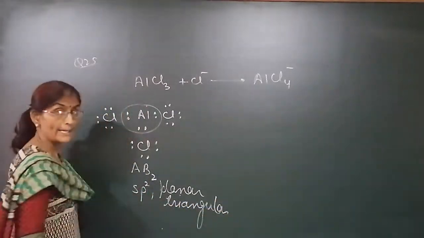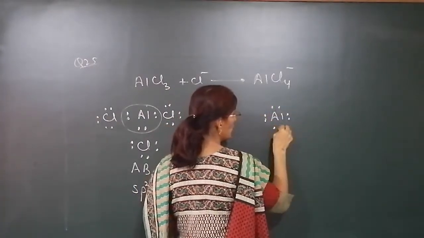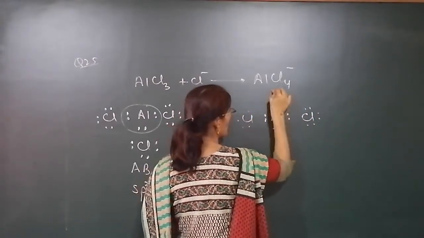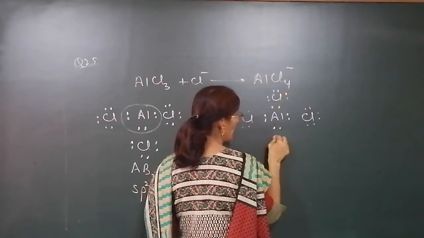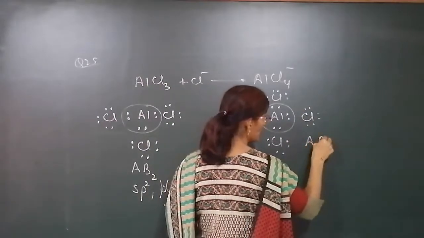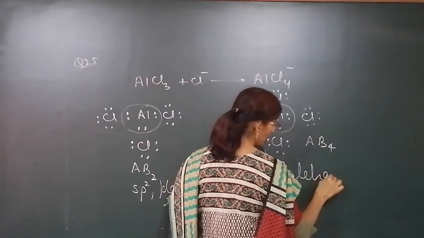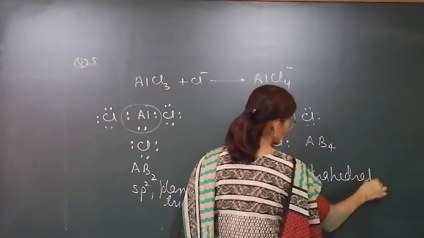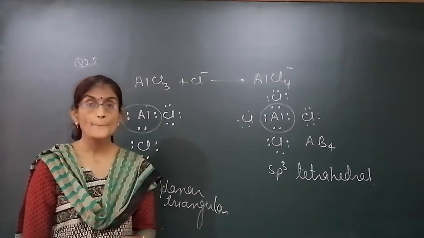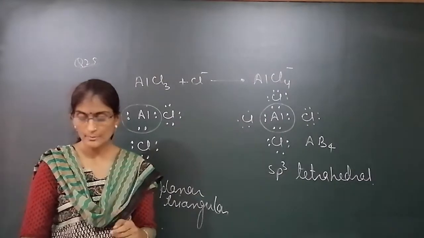Now in AlCl4 minus, around aluminium there are 4 bonding pairs because the 4th chlorine is also there. If there are 4 bonding pairs around the central atom, then all are bonding. It is AB4 type. So hybridization becomes sp3 and the shape becomes tetrahedral. So by drawing the Lewis dot structure, by knowing how many lone pairs and bond pairs it has around the central atom, we can give the hybridization and shape of the molecule. Clear?